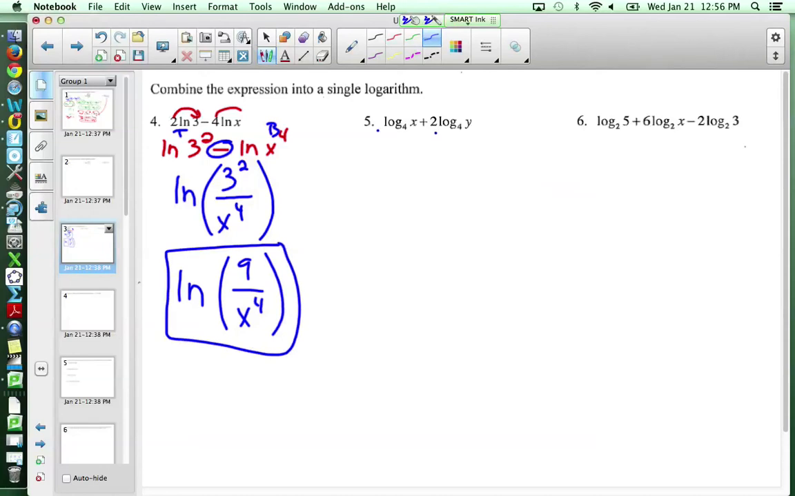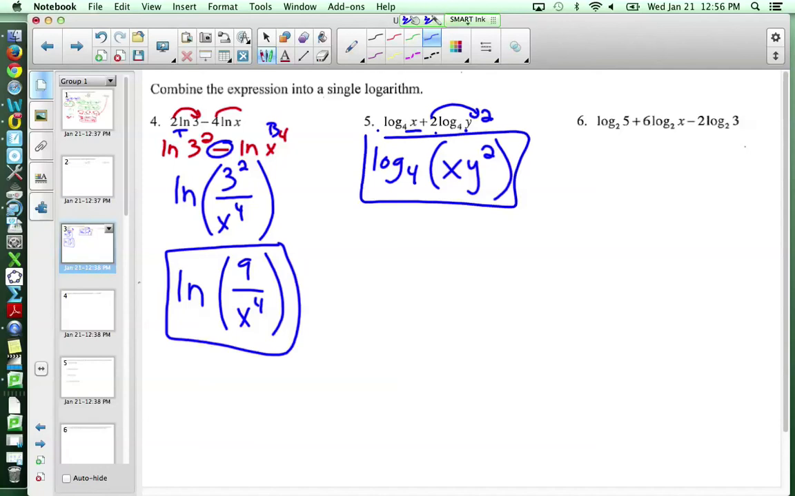Number 5, both of the logs are positive, and so there's going to be nothing on the bottom of the fraction. We can bring the exponent up, so that becomes y squared. So bringing these together, we get the log base 4 of x times y to the second. Nothing else to do with that. Then for number 6, the positive logarithms will be on top, the negative logarithms will be on the bottom. And then bring up all the exponents. So for the middle term here, this gets its x to the 6th power. The last term, we get 3 squared.